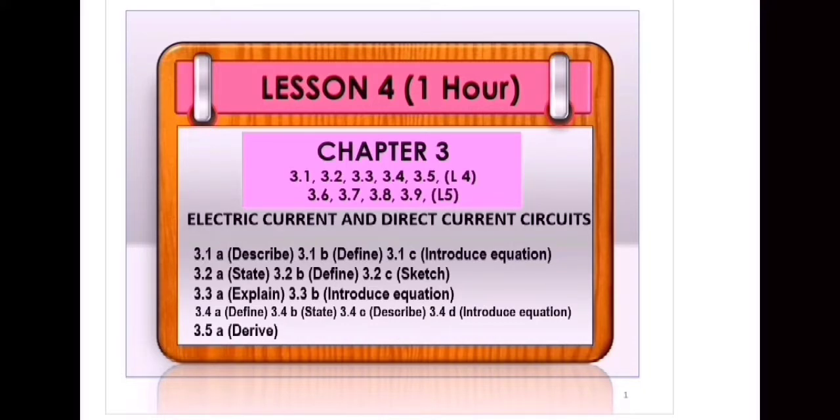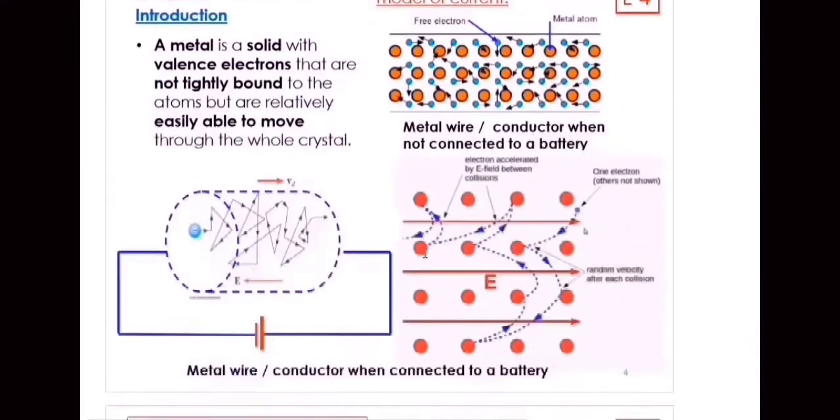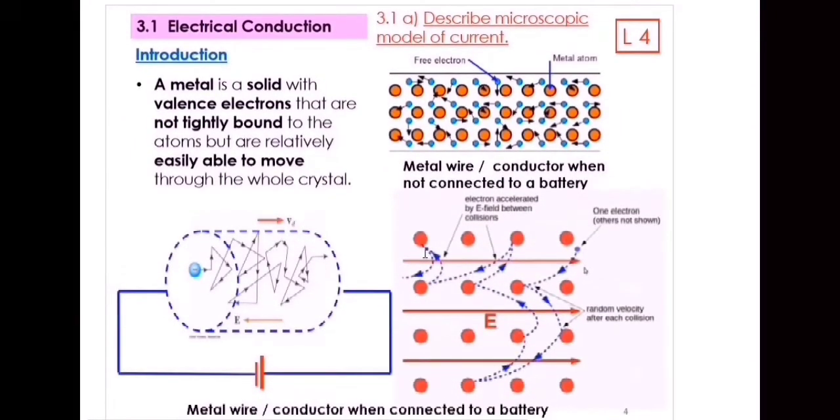There are 9 parts to chapter 3, but this video will discuss 5 parts of chapter 3. The first part of chapter 3, we will talk about electric conduction. And the first learning outcome would be, you should be able to describe the microscopic model of current. That means how the current is transferred, or how the current travels.